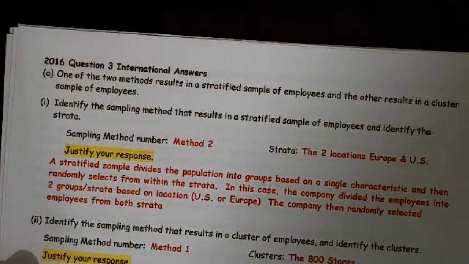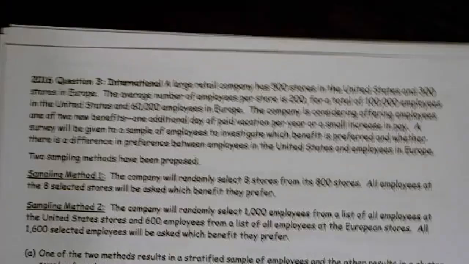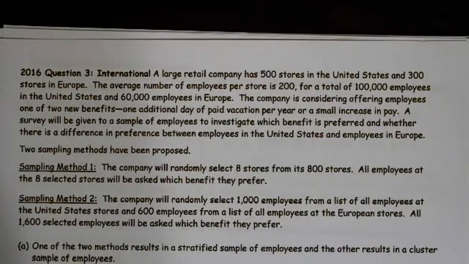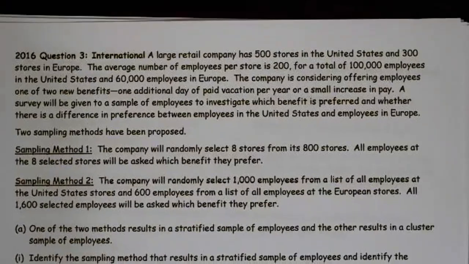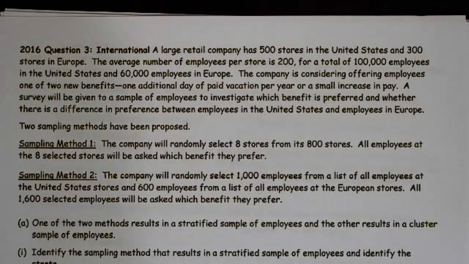Okay, so this very first problem is question 2016, question number 3. It's an international test. It says a large retail company has 500 stores in the US and 300 stores in Europe. The average number of employees per store is 200 for a total of 100,000 employees in the US and 60,000 in Europe.